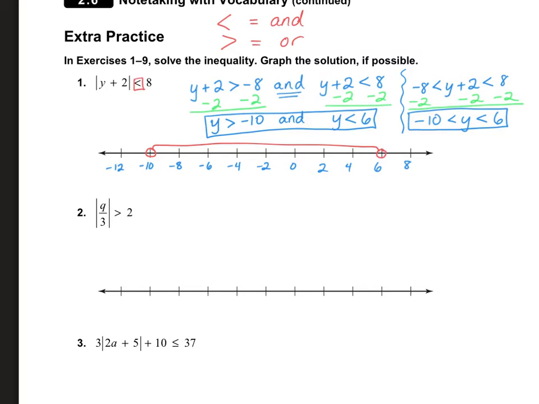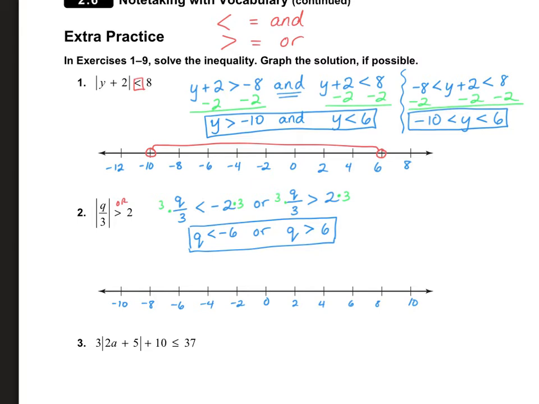All right, this time we have a greater than symbol. So if I look up here, I see that a greater than symbol is going to be an or. So this time it's going to be an or. So when I split it up into two parts, it's going to be what's inside the absolute value, flip the sign of the negative, or what's inside the absolute value and then stays the same. And we're going to go ahead and solve both of these. And as an answer, I got q is less than -6 or q is greater than +6.